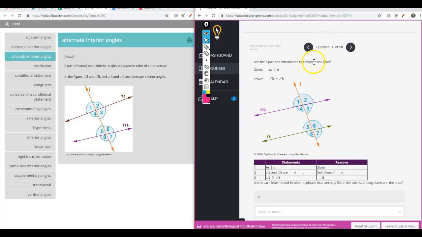Question 3. Use the figure and information to complete the proof. Given that M is parallel to N, prove that angle 2 is congruent to angle 8.